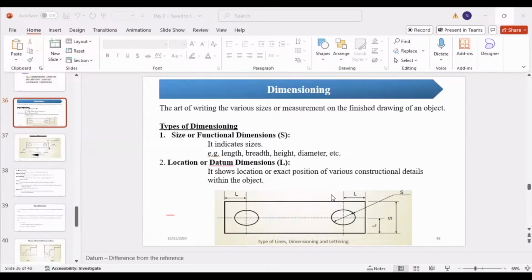So now you know the lettering, and now let's look at the standards of dimensioning. So, the types of dimensioning. First one is size or functional dimensions. That means it indicates the size.